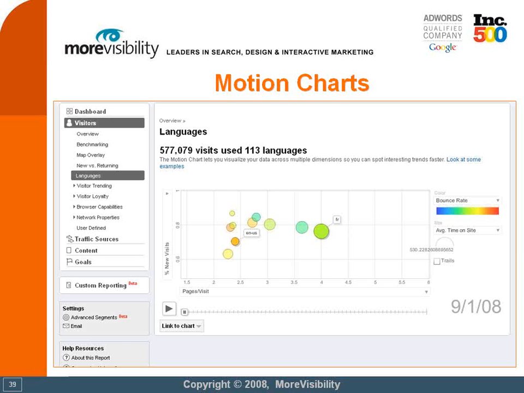In this particular example, for this particular website, I'm looking at the languages report in the visitors section. I want to get a sense of how user behavior, how engaged my different language sets are.